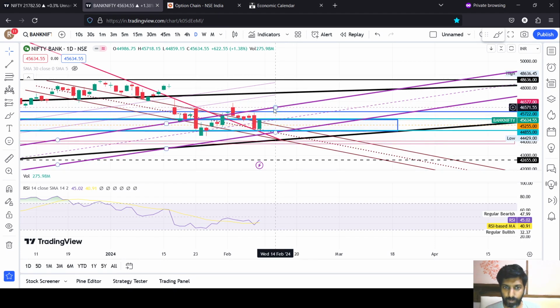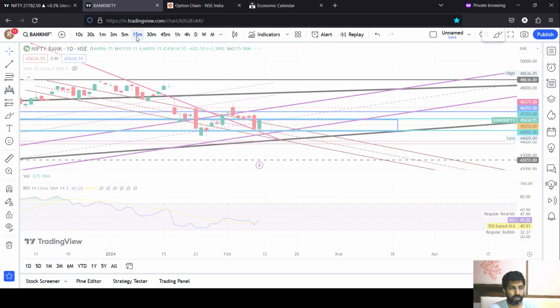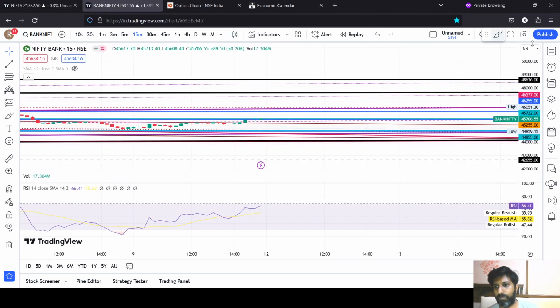And for tomorrow, the key levels to watch out for are 45,722, which is the high of yesterday, Friday's candle, and the low 44,855, which happens to be the low of Friday, right? So these are the two levels to watch out for. Let's take a look at the 15 minute chart to see how Bank Nifty played on Friday.